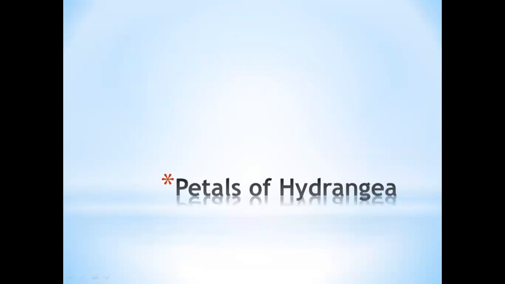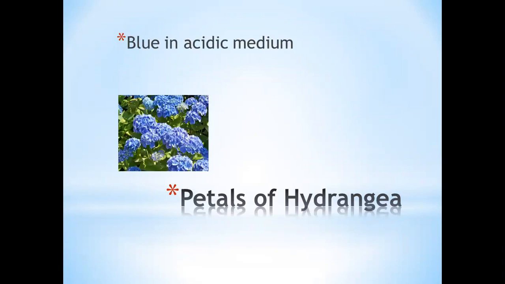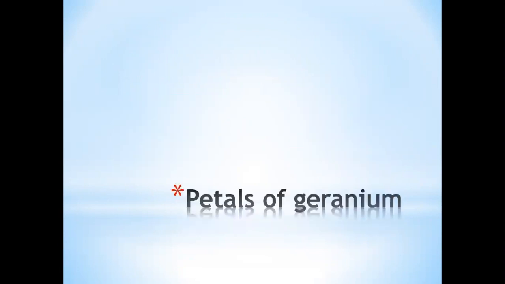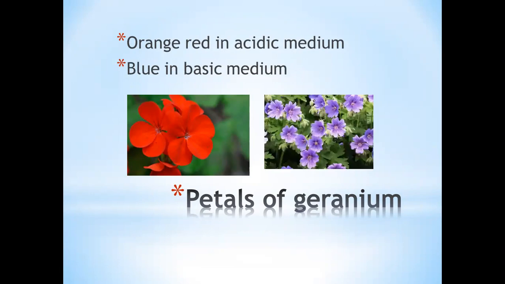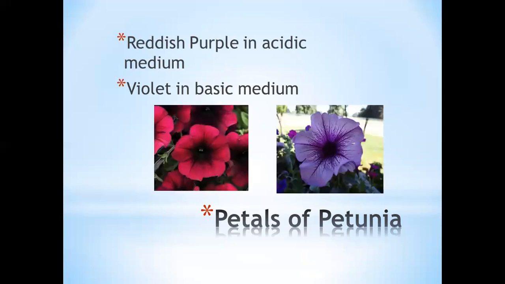Next, petals of hydrangea, blue in acidic medium and pink in basic medium. Petals of geranium, orange red in acidic medium but blue in basic medium. Next, petals of petunia, reddish purple in acidic medium and violet in basic medium.